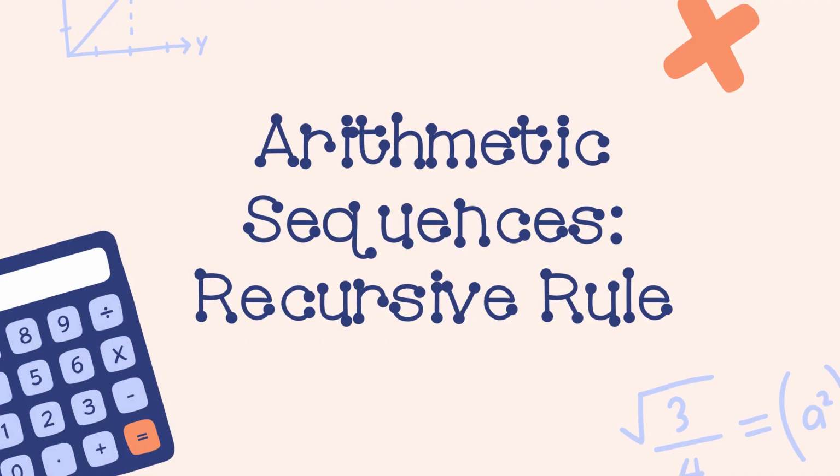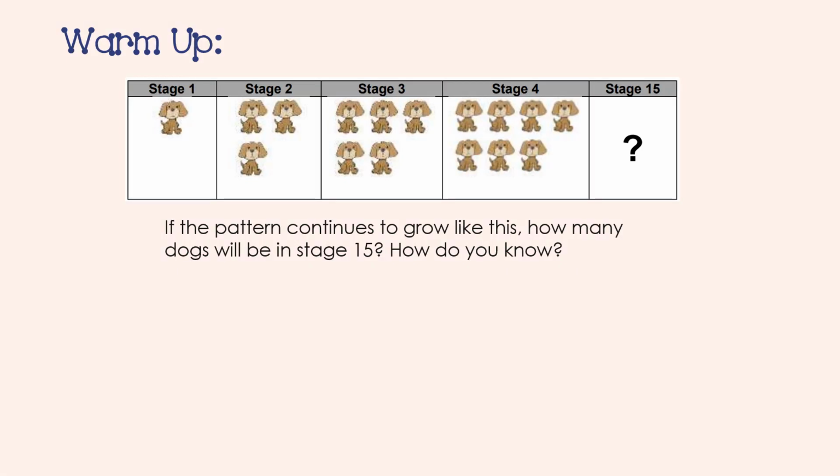To start Unit 1, we will look at arithmetic sequences in the recursive rule. To warm up, we are going to look at a pattern that has different stages. And the question is, if the pattern continues to grow like this, how many dogs will be in stage 15 and how do you know?